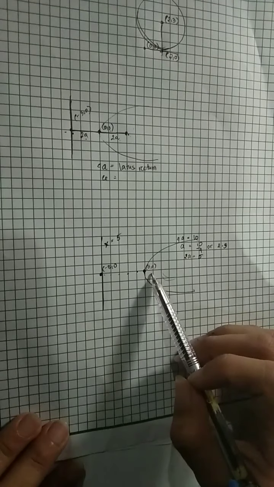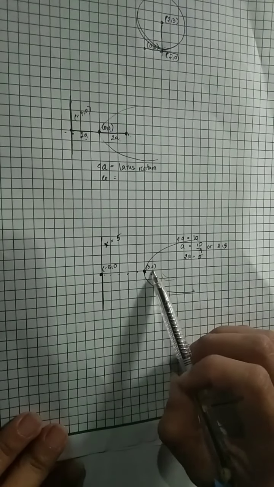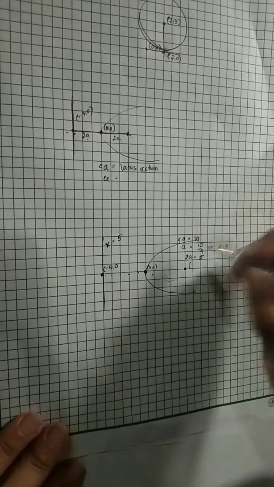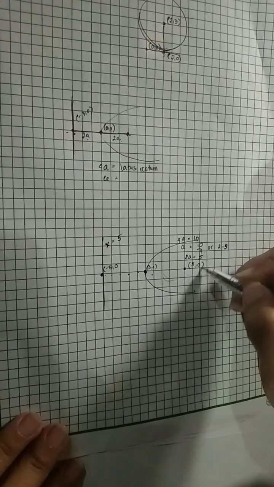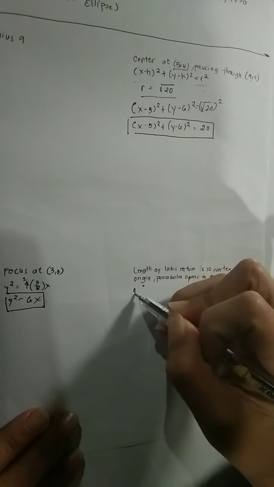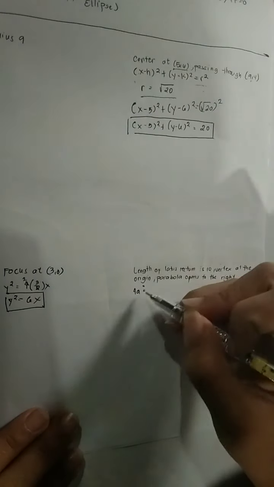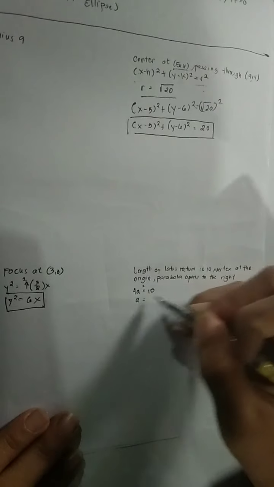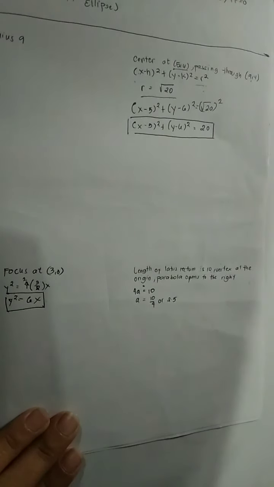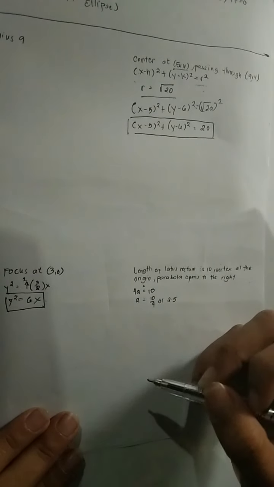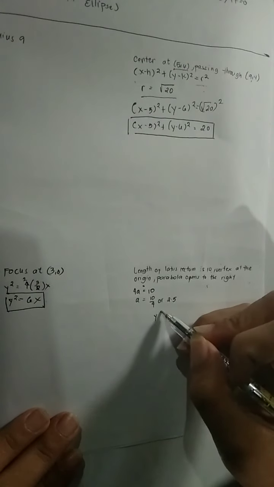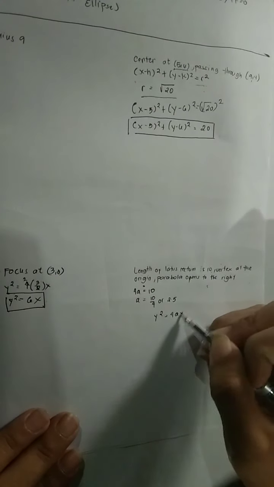Now let's move 5 units to the right for our focus. 1, 2, 3, 4, 5. Our focus is here. It has coordinates (5, 0). Okay, our 4a is equal to 10. That leaves us with a, which is equal to 10 fourths, or 2.5. Then the equation for the parabola that opens to the right is y squared is equal to 4ax.